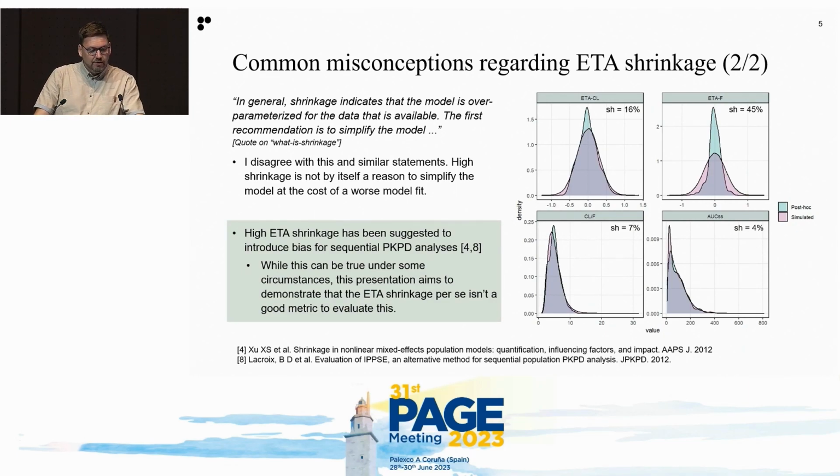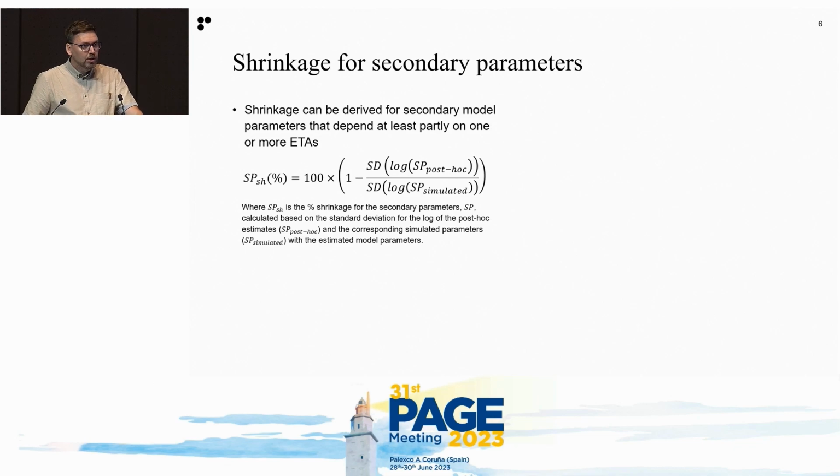So, alluding to that, high eta shrinkage has been suggested to introduce bias for sequential PK/PD analysis. And while this can be true under some circumstances, this presentation aims to demonstrate that eta shrinkage per se is not a good metric to evaluate this. So first, how do we derive shrinkage for secondary parameters?